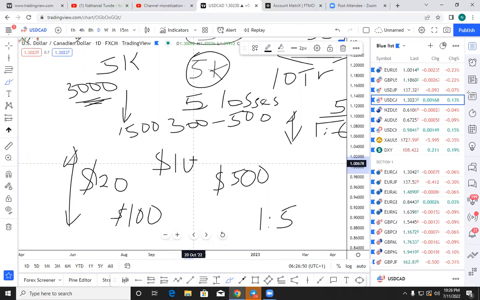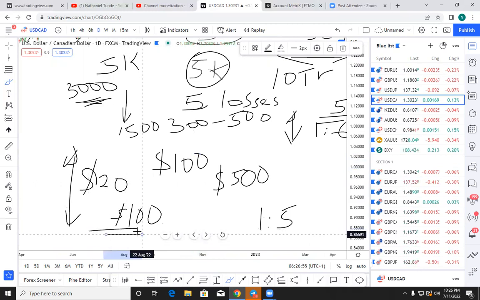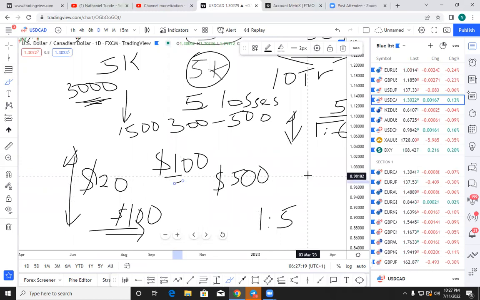Can you see? Just in one win, you have recovered 5 losses. In one win of 1:5, you have recovered 5 losses. Remember, $20 in 5 losses is just $100. And in your win of 1:5, you have made $100. You have just recovered it. And you can see that at the end of the day, your win rate is going to be like maybe 20, 30% or 40%.